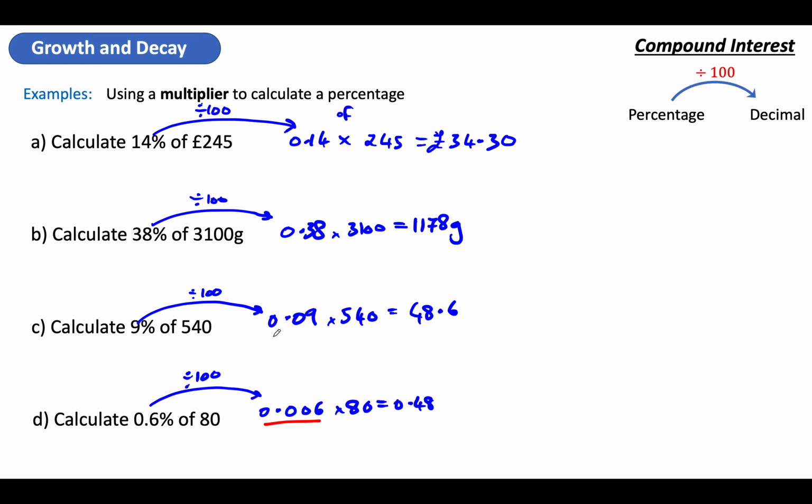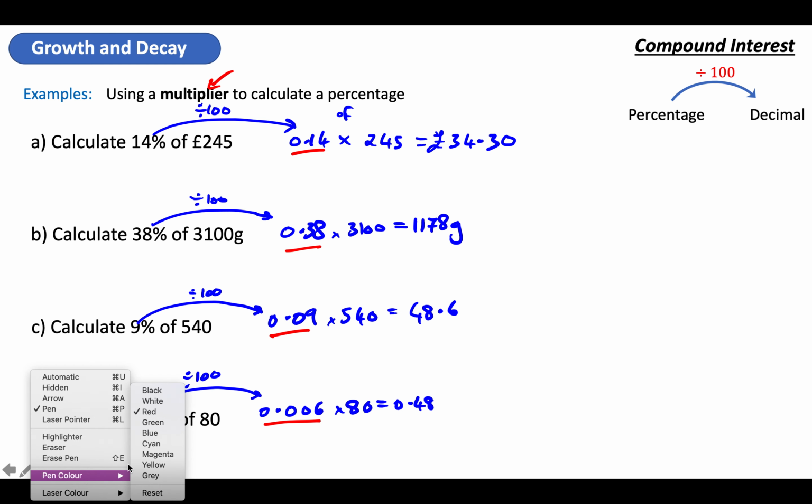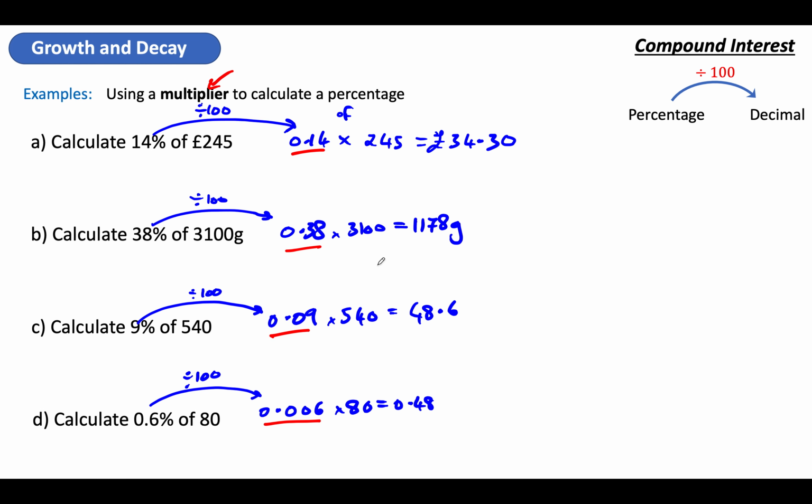Now, the reason these are called multipliers is because we multiply by them. That is a multiplier. That is a multiplier. That is a multiplier. And that is a multiplier. Right? And they're particularly good for doing these sort of calculations, and they are absolutely essential for what we want to do later on. So get used to the skill.